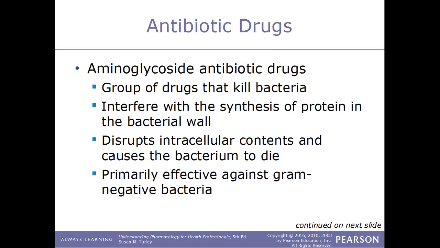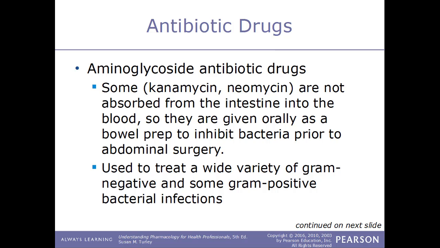Another class of antibiotic drugs we'll talk about are the aminoglycoside antibiotic drugs. This is a group of drugs that will kill bacteria, and the way they do so is they interfere with the synthesis of proteins in the bacterial cell. So this will disrupt the intracellular contents and will cause the bacterium to die. These are primarily effective against gram-negative bacteria. Now, some of these types of drugs, such as kanamycin and neomycin, are not absorbed from the intestines into the blood. So these are given orally as a bowel prep to inhibit bacteria prior to abdominal surgery. And this class of drugs is used to treat a wide variety of gram-negative and some gram-positive bacterial infections.